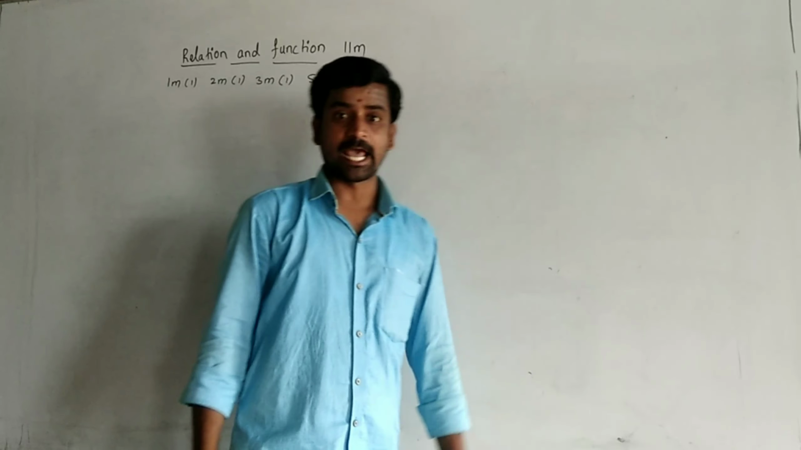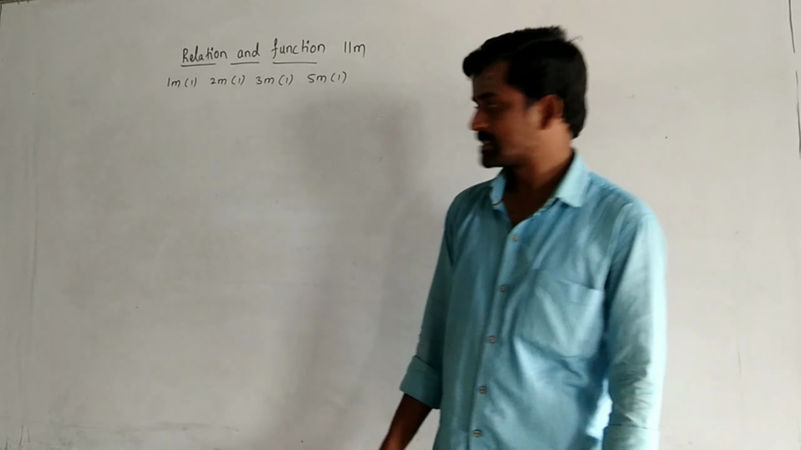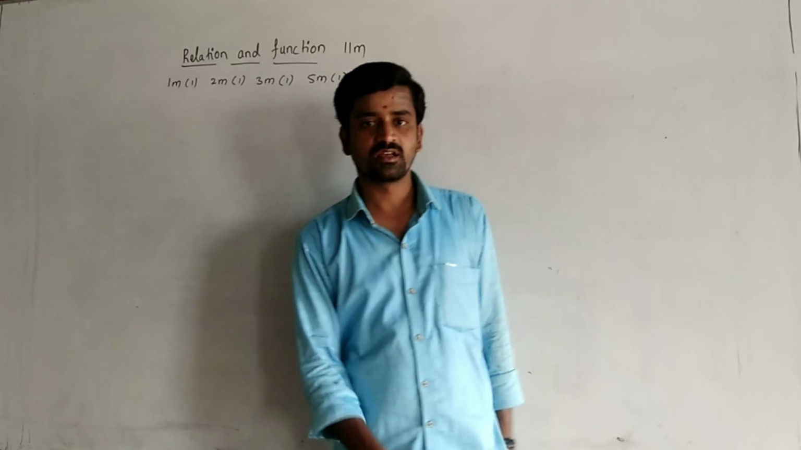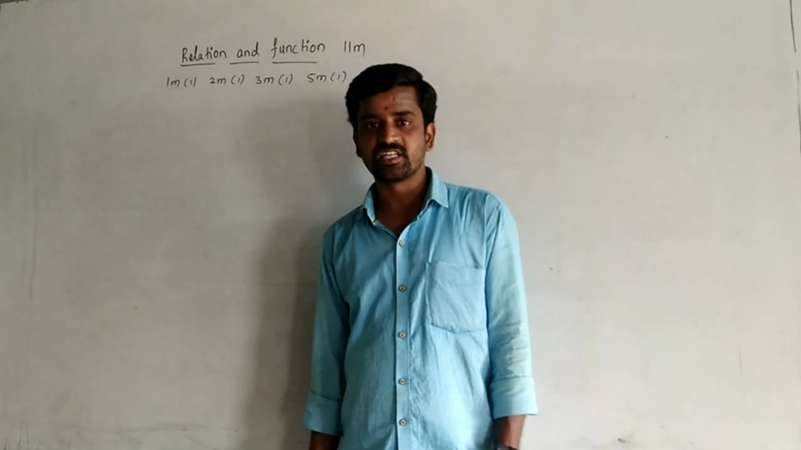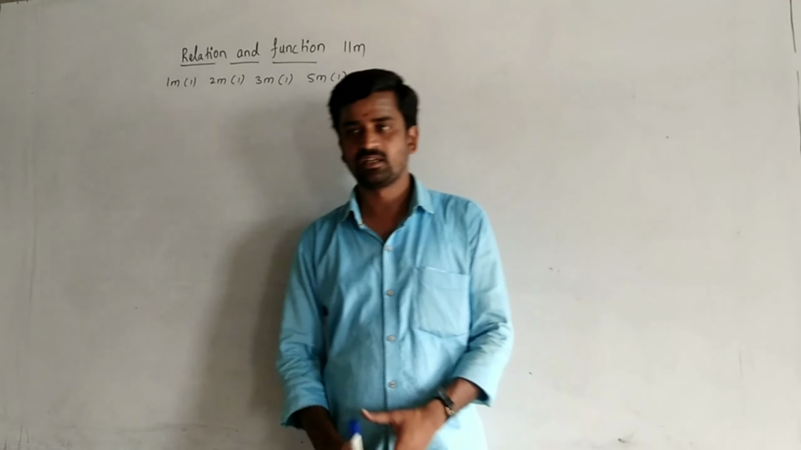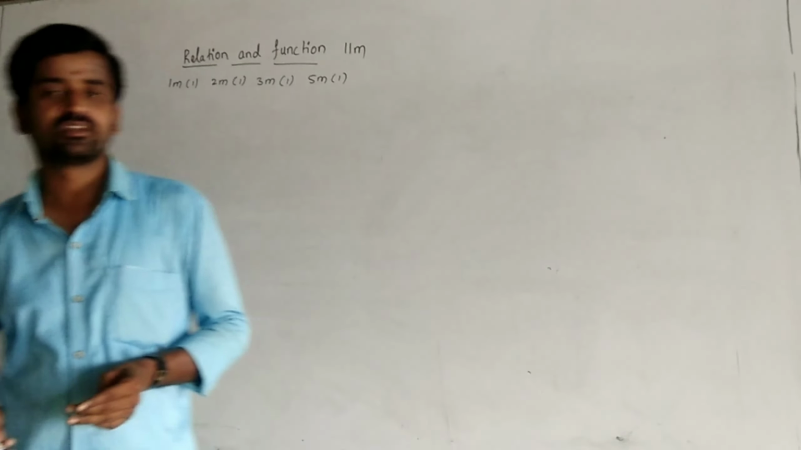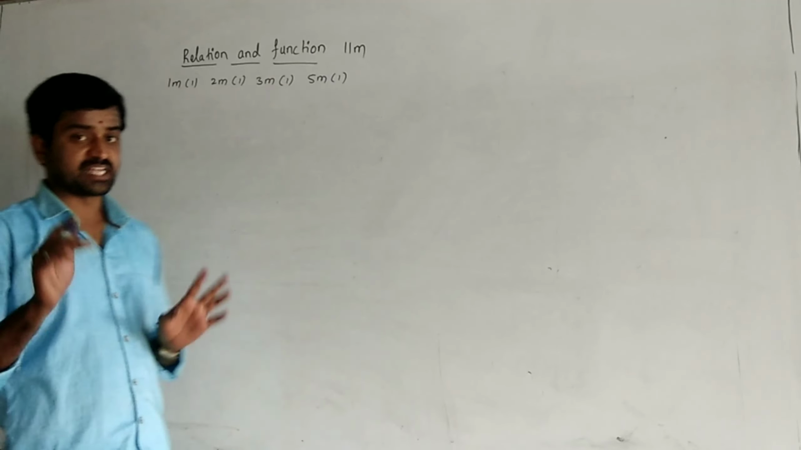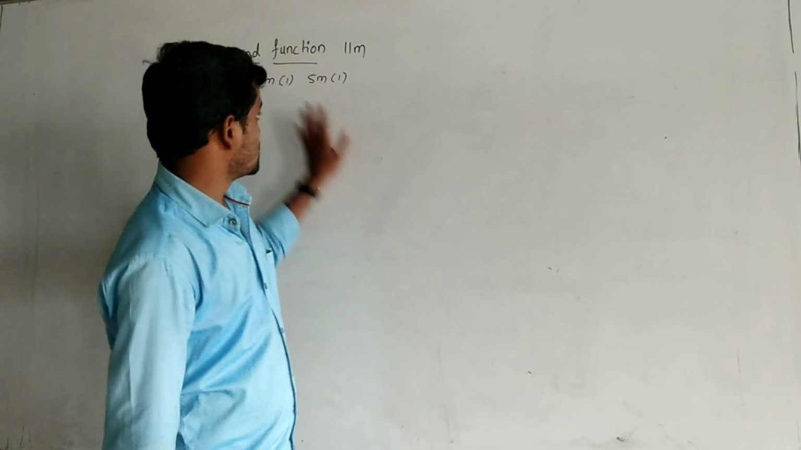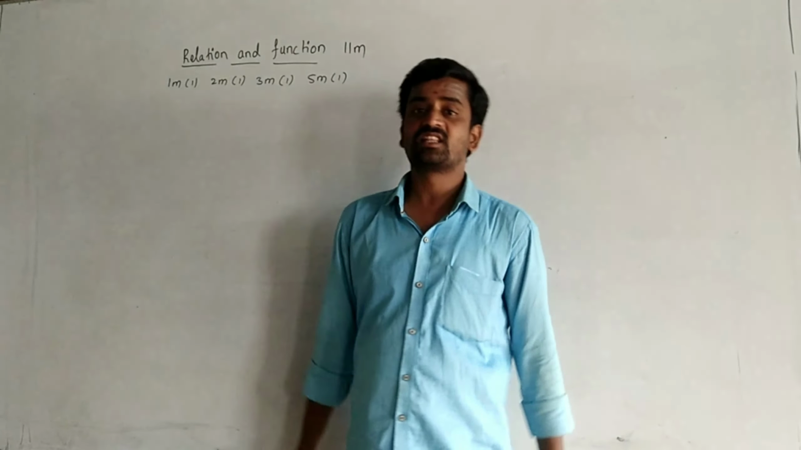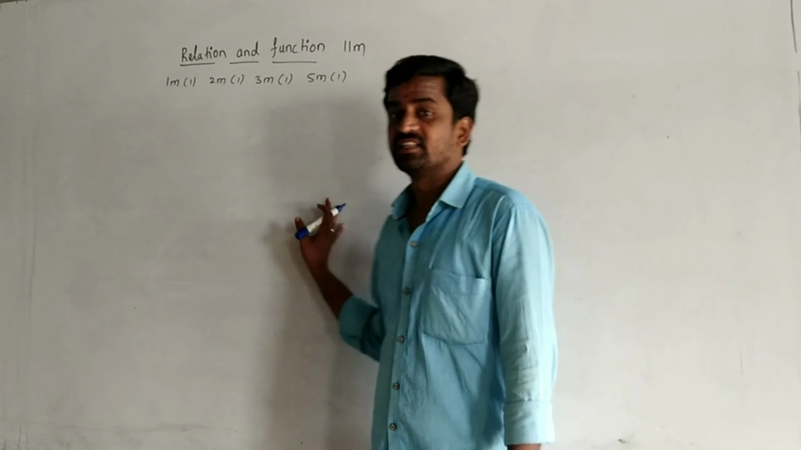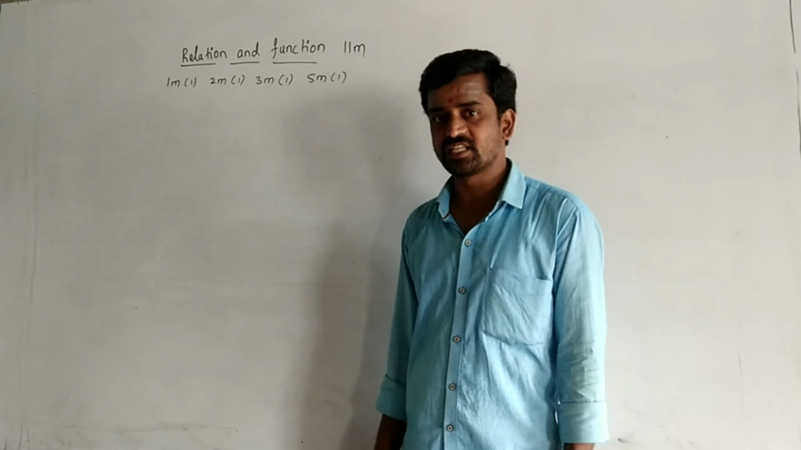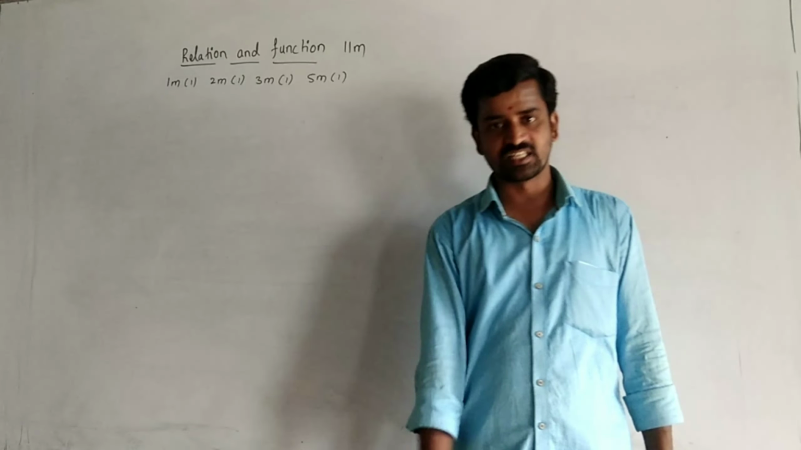Next comes types of relation. These types of relation are very important. There are so many types of relations. First one is empty relation, universal relation, identity relation, reflexive relation, symmetric relation, and transitive relation. In the class 12 maths NCERT, three are very important: reflexive relation, symmetric relation, and transitive relation.